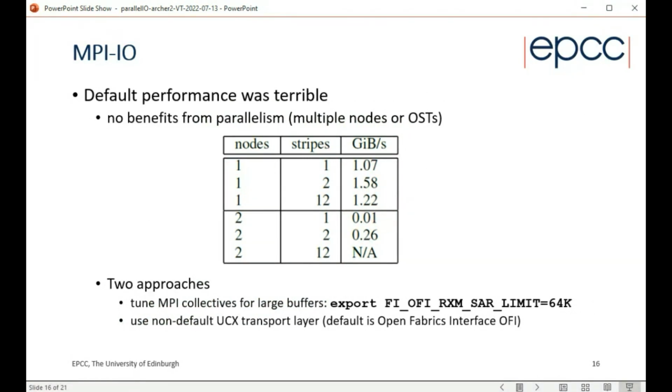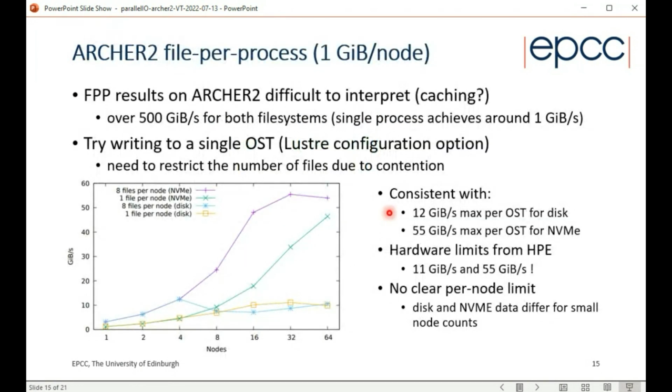Sorry, there was one figure I missed off. A single process can only achieve 1 gigabyte per second. So apologies, that's the important point. The disks themselves are more than an order of magnitude faster, but the bandwidth you can get from a single process is only a factor of 2 more. So I'll come back to that.